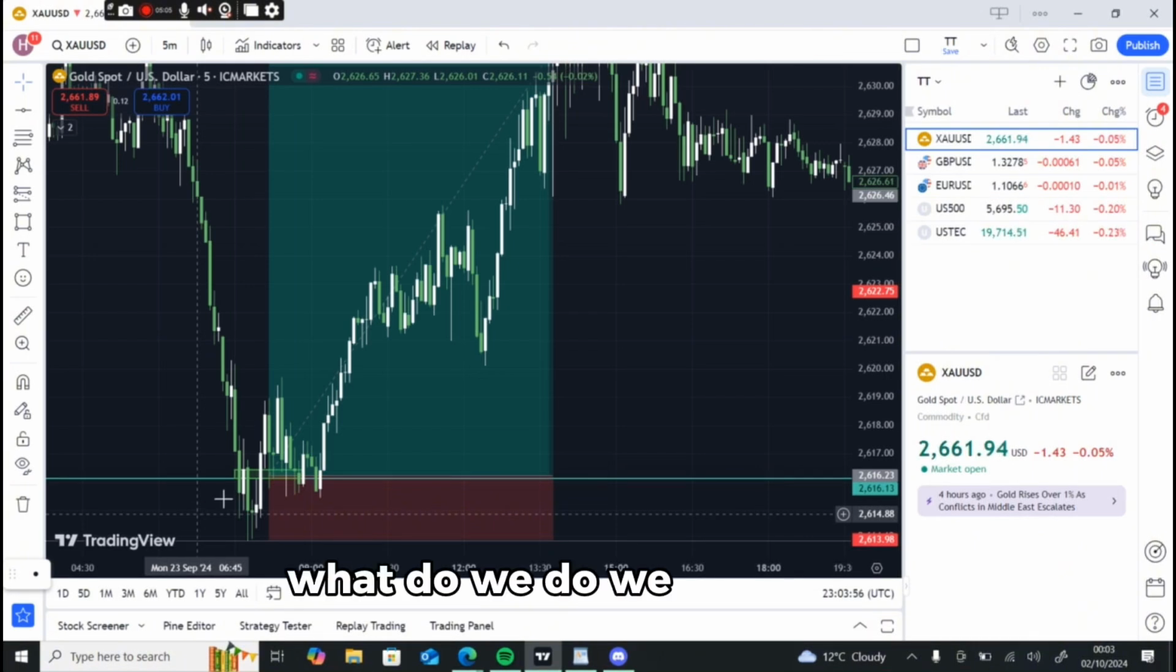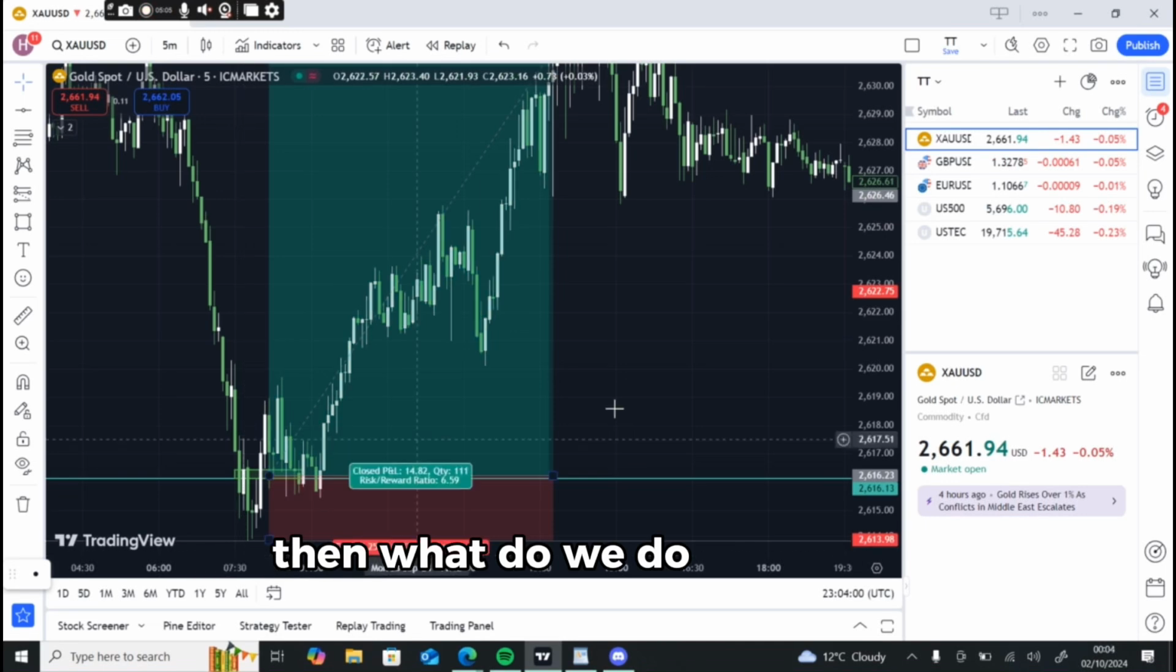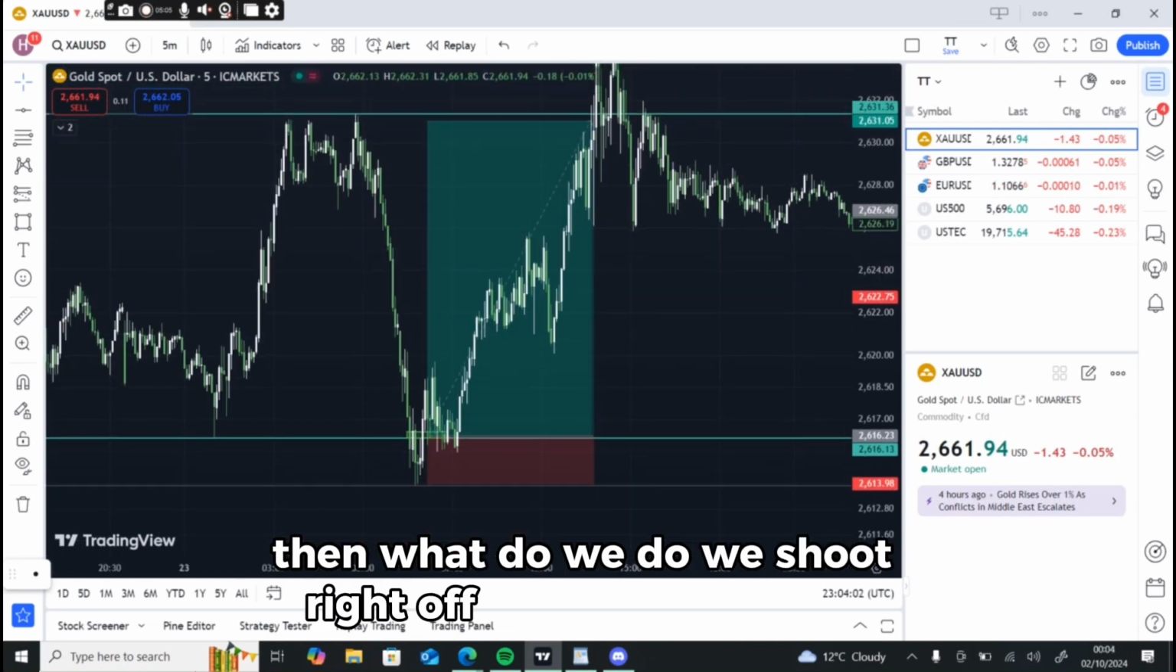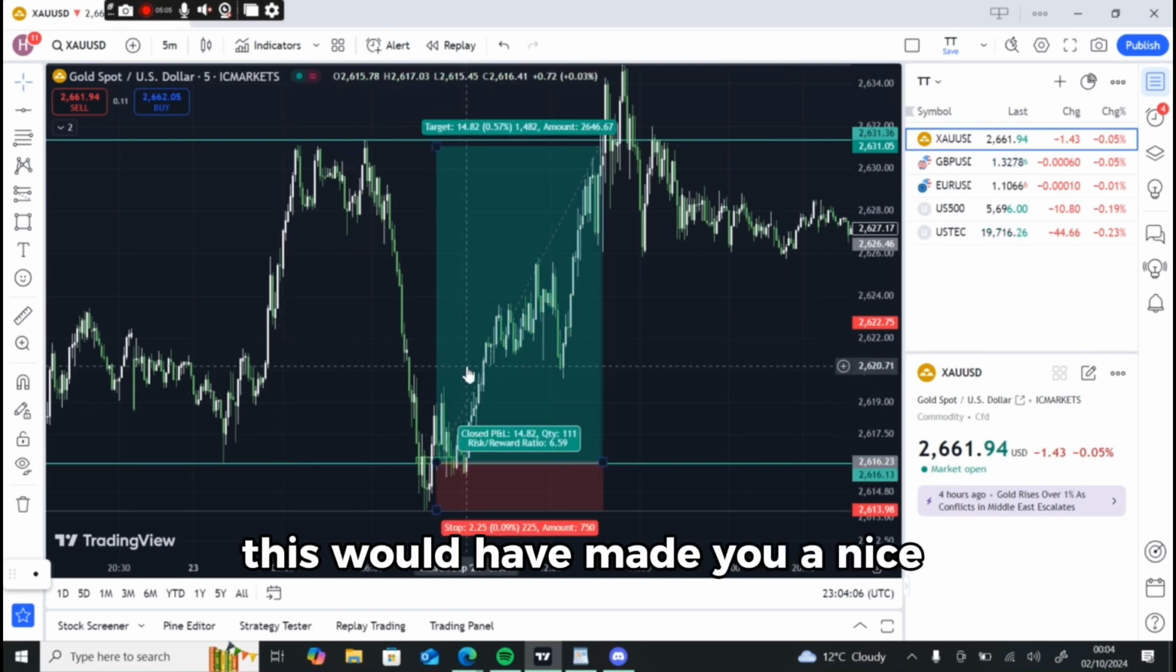And what do we do? We tap into it. Price does decide to consolidate, but then we shoot right off, catching Asia high. This would have made you a nice 6 to 5.9 risk to reward.